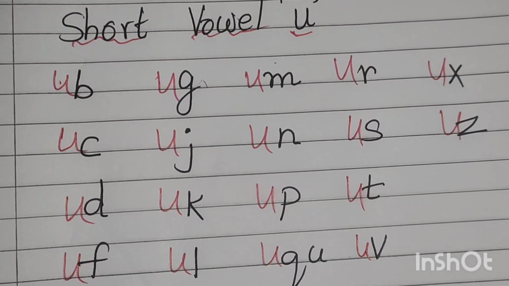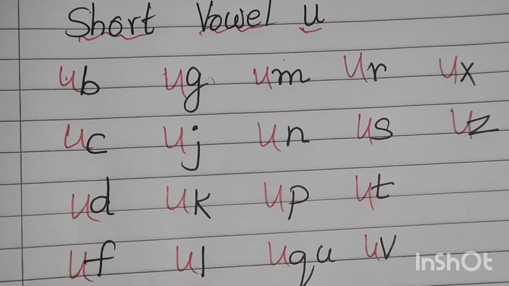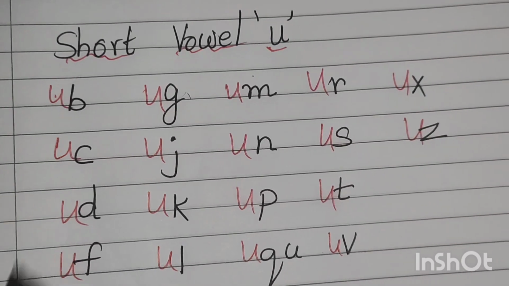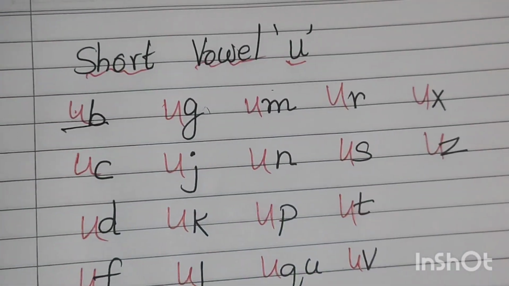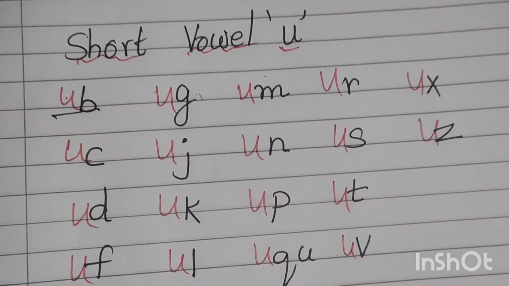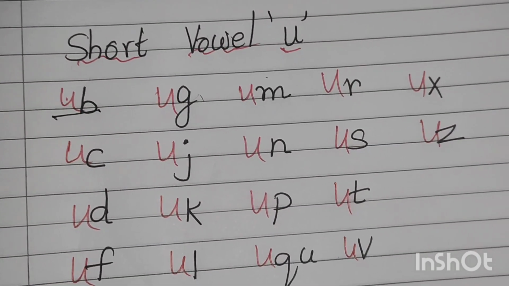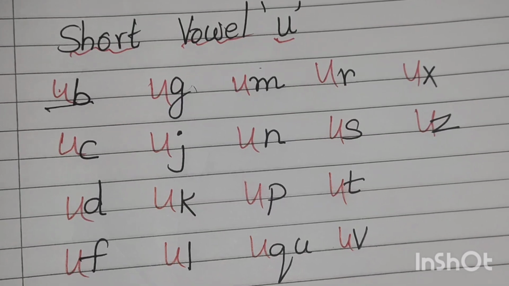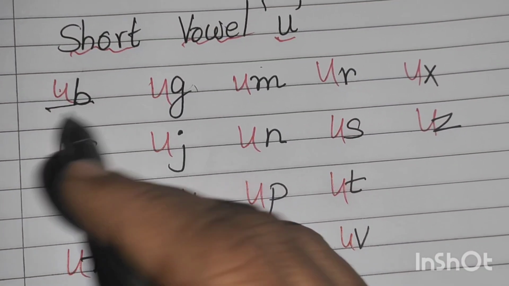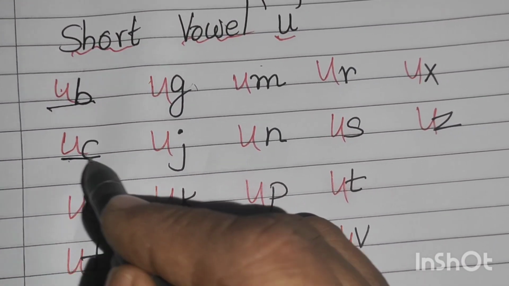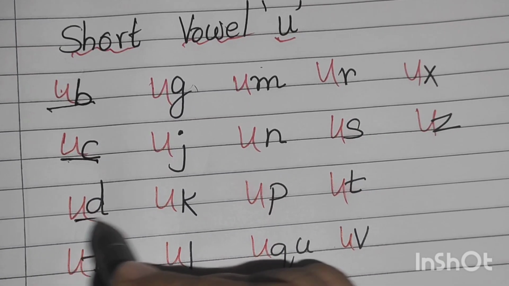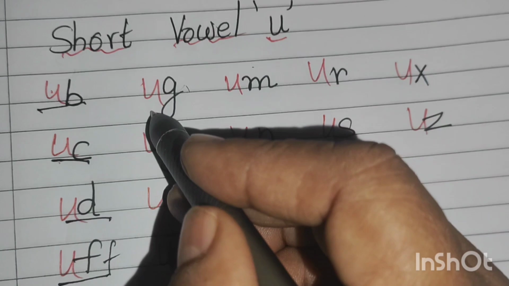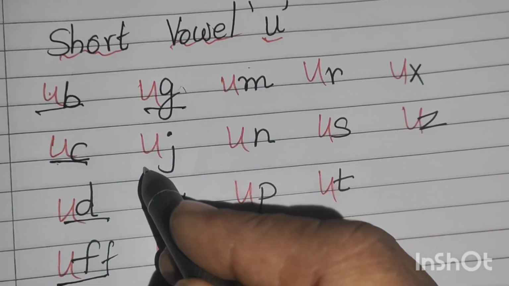When the vowel letter U becomes short, when it follows the consonant letters, it becomes short. See, listen carefully. The sound for U is the sound for A, and one more sound is the sound for O. So U, ab. U, C, ak. U, D, ad. U, F, uf. Can add one more F also. U, G, ug.